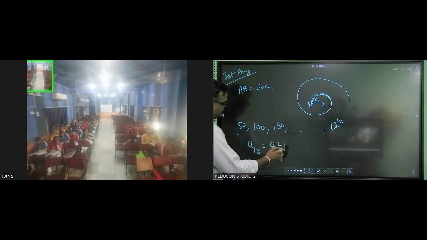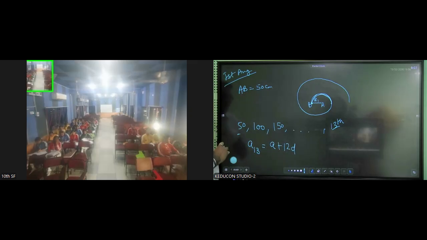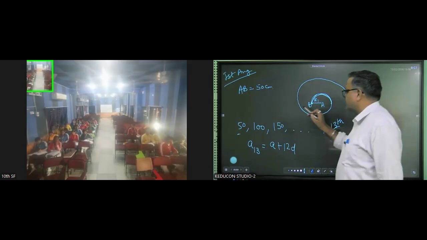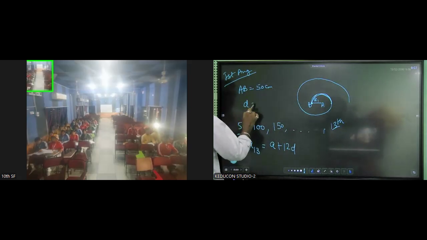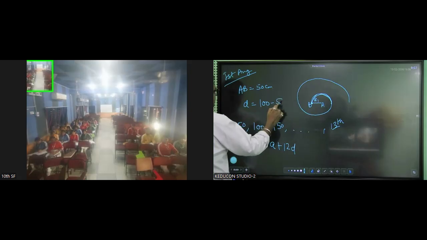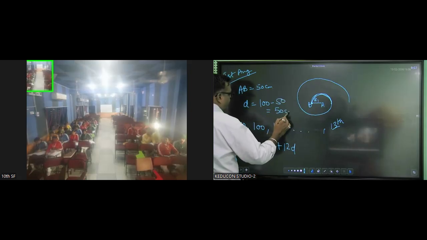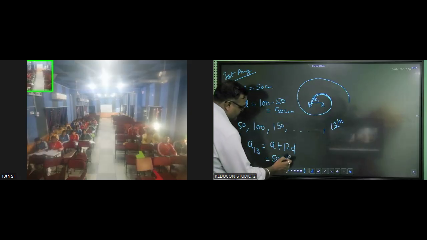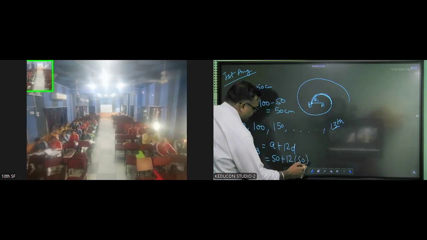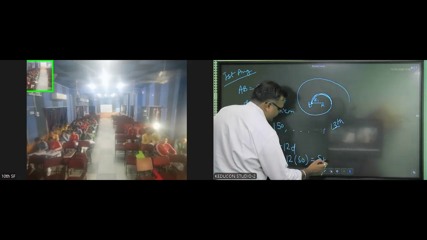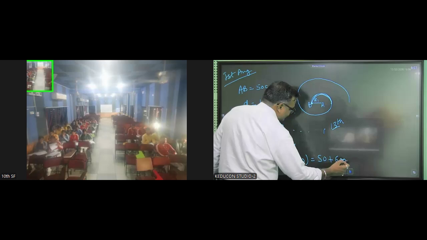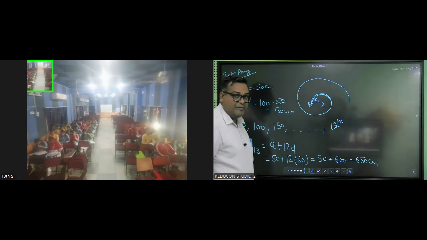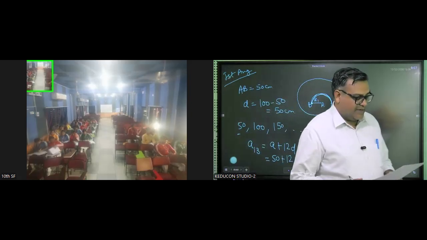A plus 12D. What is A here? 50. What is D? 100 minus 50, that is 50. So first find the D also. D will be 100 minus 50, that is 50 centimeter. So put the value of A and D here. 50 plus 12 into 50. So 50 plus 600, that will be 650 centimeter will be the radius of the 13th spiral.